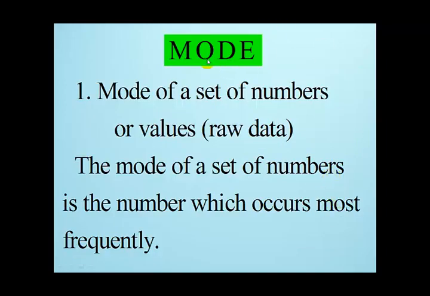Now let's look at the mode. The mode of a set of numbers or values, that's the raw data, is the number which occurs most frequently. I repeat, the mode of a set of numbers is the number which occurs most frequently.